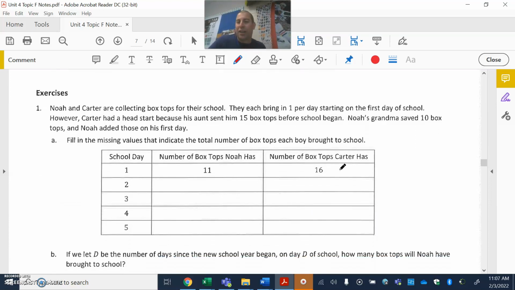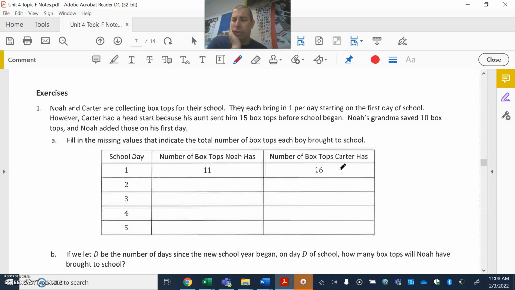So we've got Noah and Carter here collecting box tops for their school. They each bring in 1 per day starting on the first day of school. However, Carter had a head start because his aunt sent him 15 box tops before the school year. All right, way to go, Auntie. There we go. Noah's grandma only saved 10 box tops.